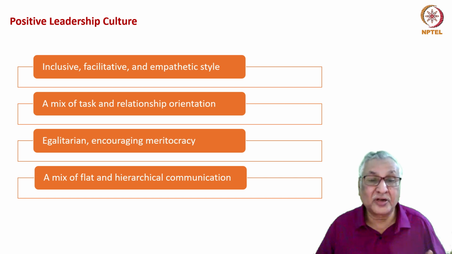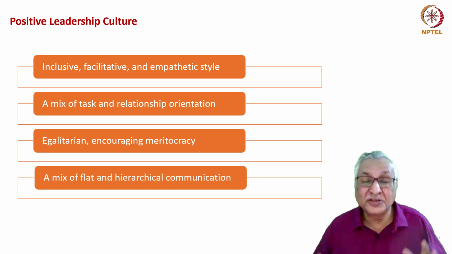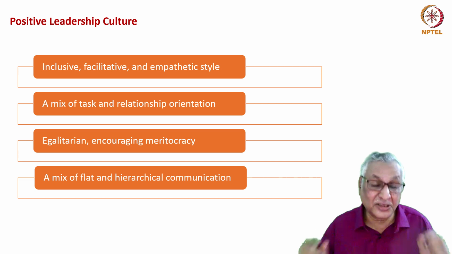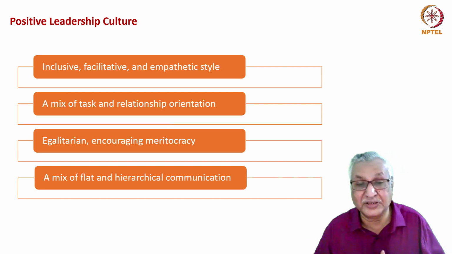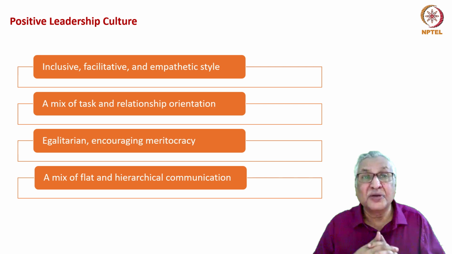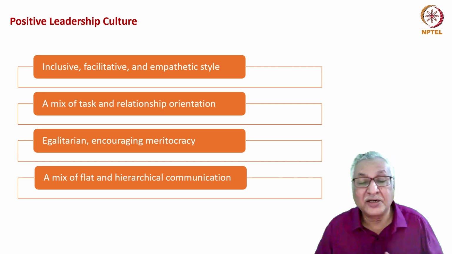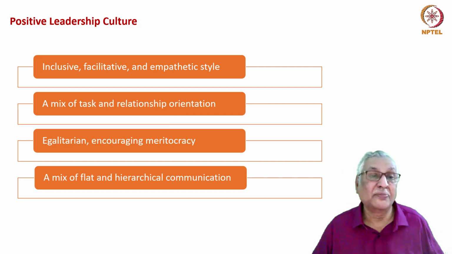There must be a mix of task and relationship orientation. It is not that only an emotional relationship will help a team to deliver results. A task orientation also is required, but it must be balanced, well fused. There must be an egalitarian culture in the company which is encouraging meritocracy. That is, you have to refer to the earlier discussion about the inclusive and facilitative culture vis-a-vis the authoritative and hierarchical culture. We should have a mix of flat and hierarchical communication. Vertical lines are important. At the same time, horizontal dispersion of information is also important.